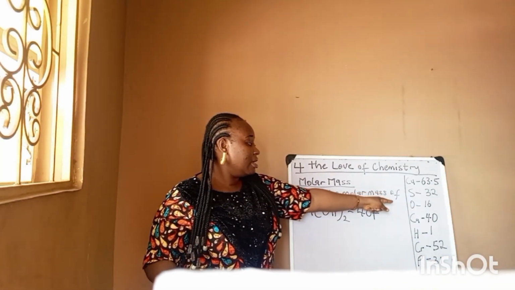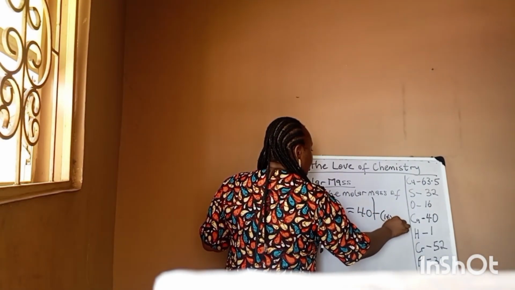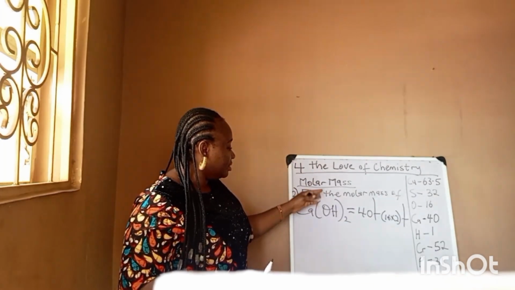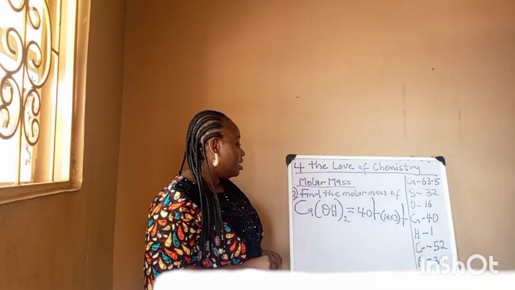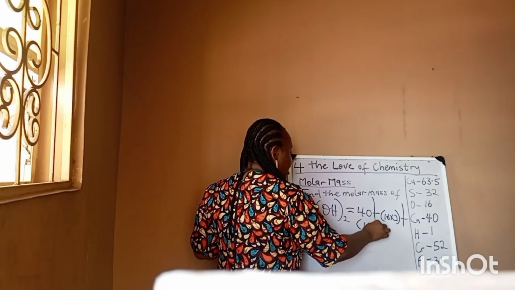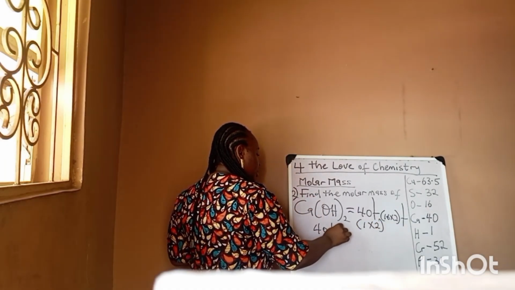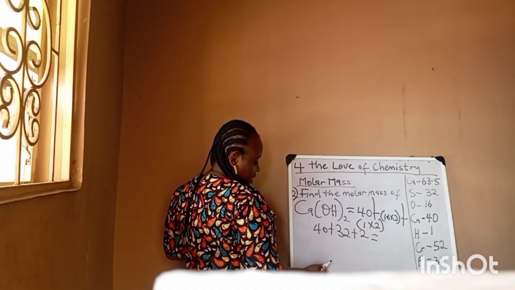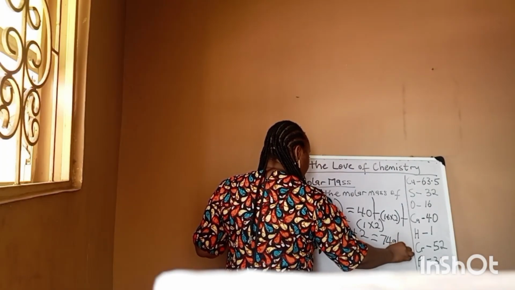So since 1 atom of oxygen is 16, 2 will be 16 times 2, plus, remember, you are adding the masses of each atom that make up the molecule or compound. So hydrogen, you have 1 times 2. So 40 plus 32 plus 2, which will give us 74 gram per mole.